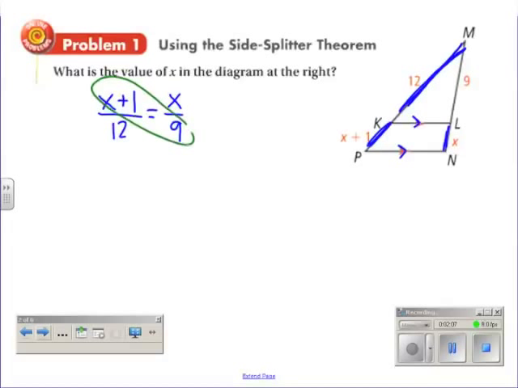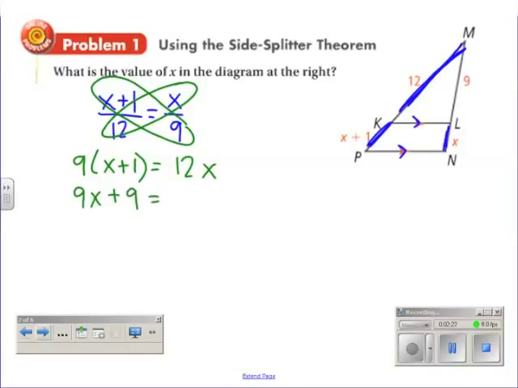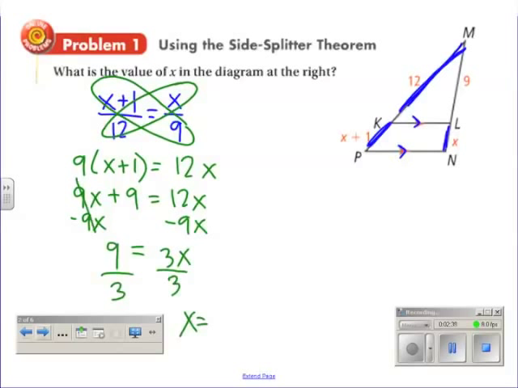When we cross multiply that 9 by x plus 1, you'll see the distributive property crop up there, and then we'll multiply the other way. 12 times x is just 12x. So when we distribute the 9, we'll be left with 9x plus 9 equals 12x. I want to move the x's to one side, so I will move it to where it'll remain positive. This cancels, so divide by 3, and x equals 3 then.